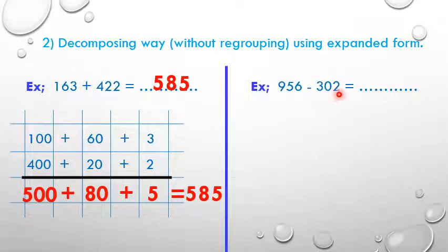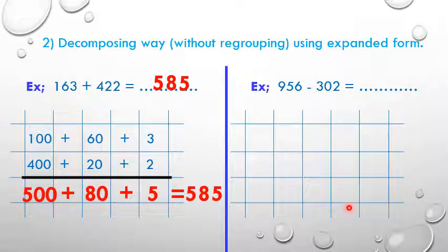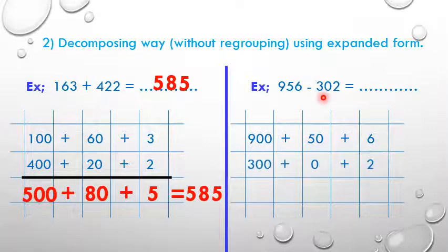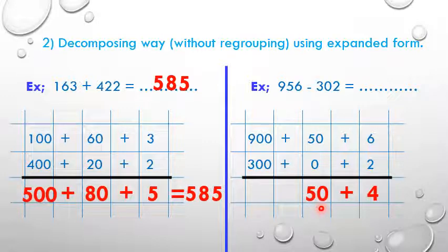956 minus 302 using our square copy. Okay, let's expand each number here. The first number will be 900 plus 50 plus 6 minus 300 plus 0 plus 2, because the tens place here is 0, then we will put 0 only. Then subtract beginning from ones place. 6 minus 2 equals what? Excellent, equals 4, plus 50 minus 0 equals 50, as it is, plus 900 minus 300. If we take away 300 from 900, the rest will be 600 only.